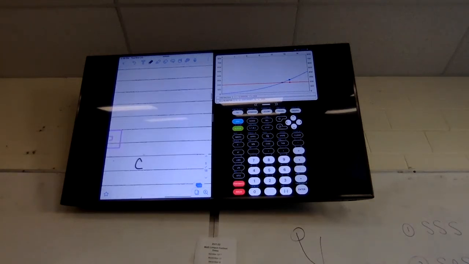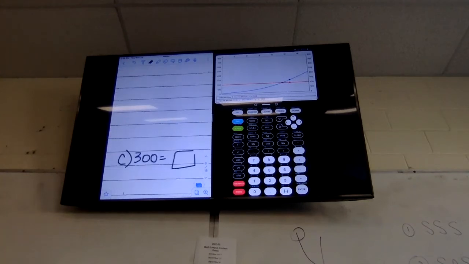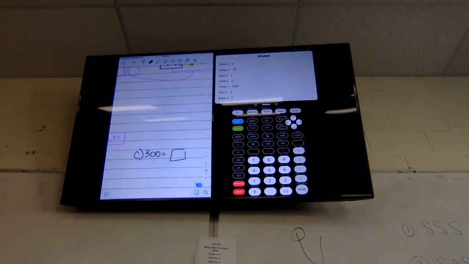So letter C is the exact same thing. I'm going to do 300 equals that equation, and then we'll figure out what that is. So my window goes 0 to 20 on the x's, and my window goes 0 to 800 on the y's. And I put the 36.